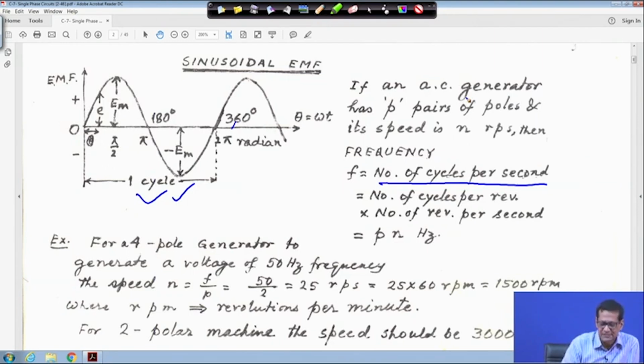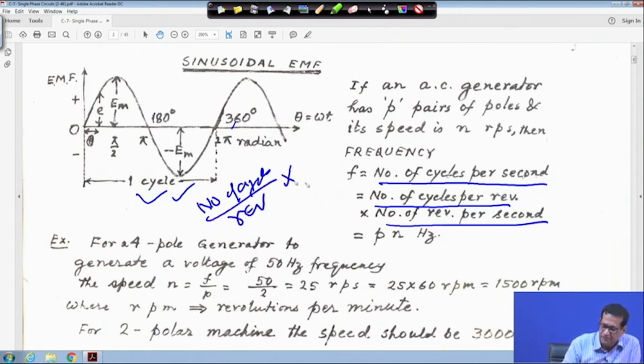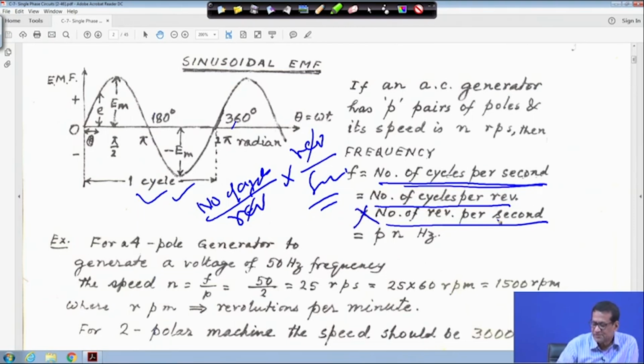So, now the question is that this number of cycles per second, that is f, can be written as number of cycles per revolution into number of revolutions per second. So, it is revolution per second, right. In that case, what will happen? The revolutions will cancel and it will become number of cycles per second. That is why we are writing number of cycles per revolution into number of revolutions per second, right.